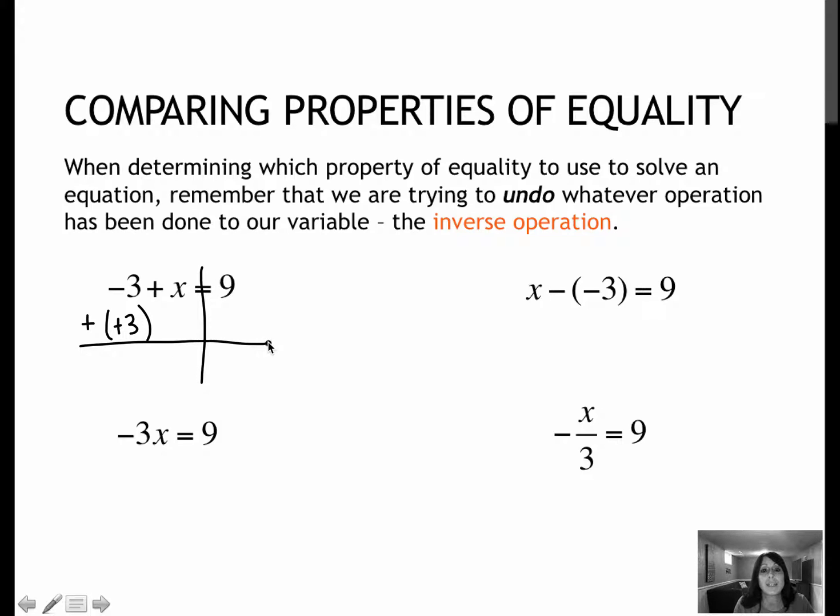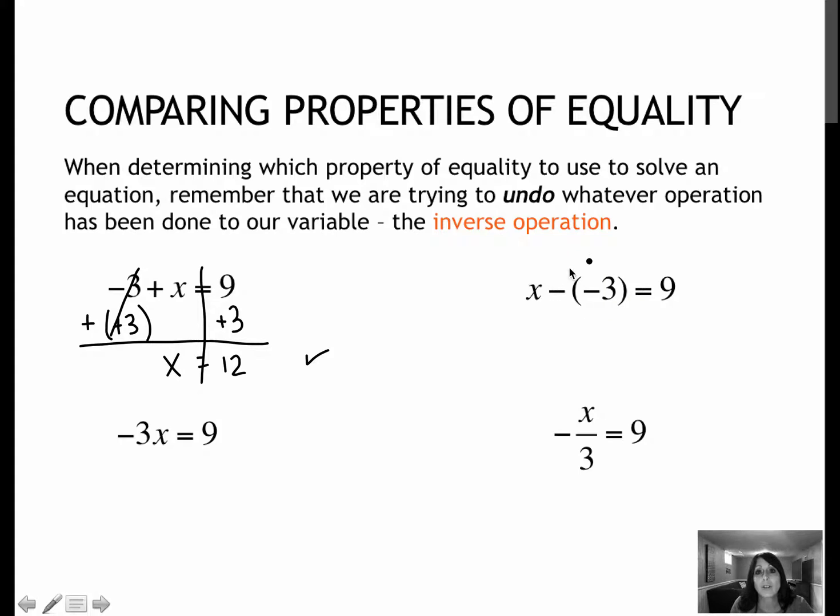Remember, I'm just trying to get that part to cancel out to either 0 or 1, depending if I'm multiplying it or adding it. If I have a negative 3 plus 3, those will add to 0, and 0 plus x is x. If I added 3 to the left, I have to add 3 to the right, so 9 plus 3 obviously is 12. Feel free to do those checks, plug it back in. Negative 3 plus 12 is 9, and 9 equals 9, so it checks out.